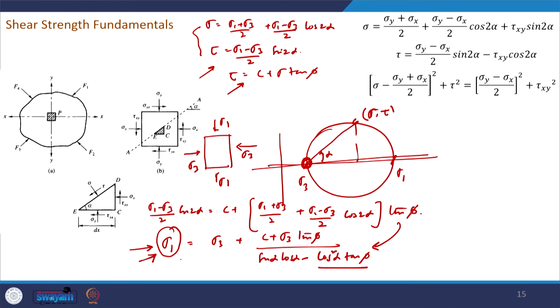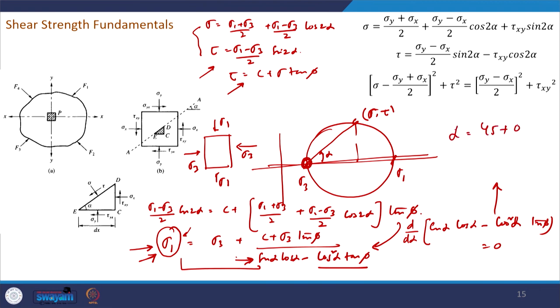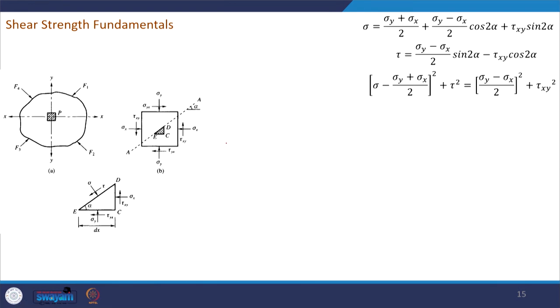Okay? If you look at this expression, when will sigma 1 be minimum? Sigma 1 will be minimum if the denominator is maximum. And to make this denominator maximum, I can write d by d alpha to find out that particular plane. Sin alpha cos alpha minus cos square alpha tan phi should be equal to 0. If you solve this, you get that alpha is equal to 45 plus phi by 2. See, this is the critical plane of failure in the triaxial test. If you talk about the Mohr-Coulomb failure theory, if you know sigma 1 and sigma 3, now see the Mohr-Coulomb envelope. So, this will be the plane of failure. So, this will be equal to phi by 2 plus 45, all right.